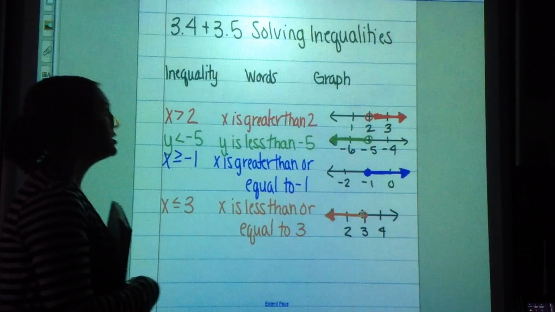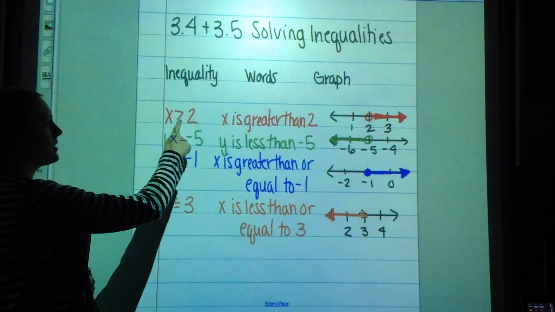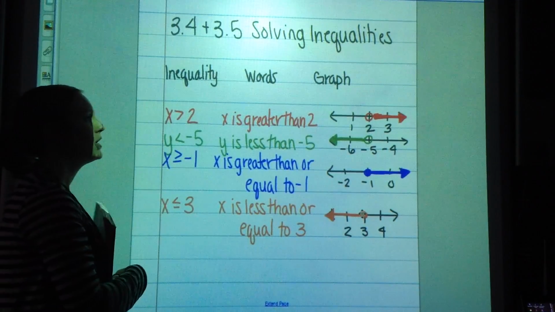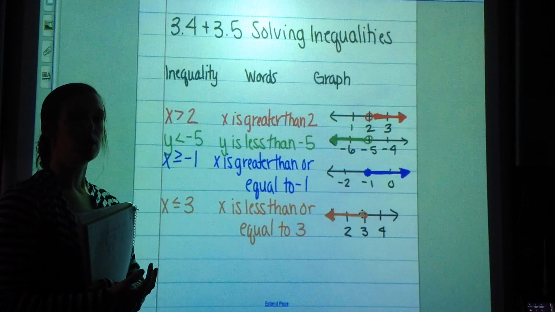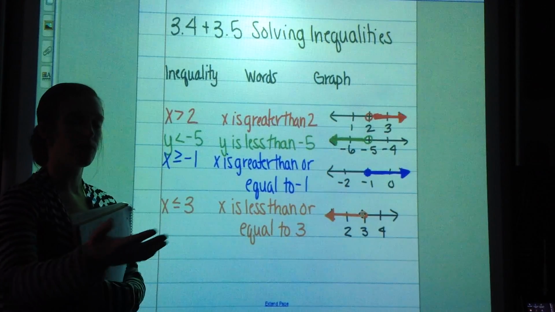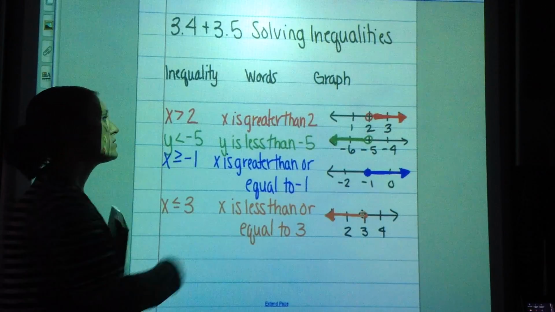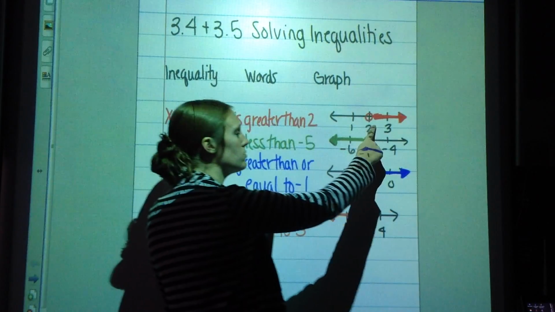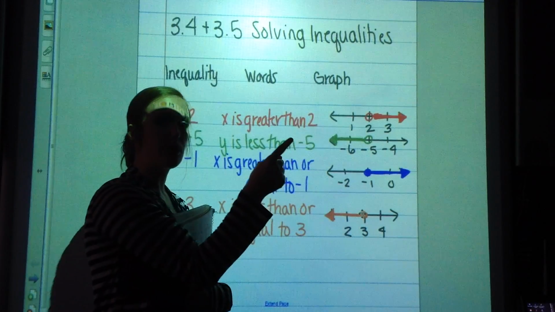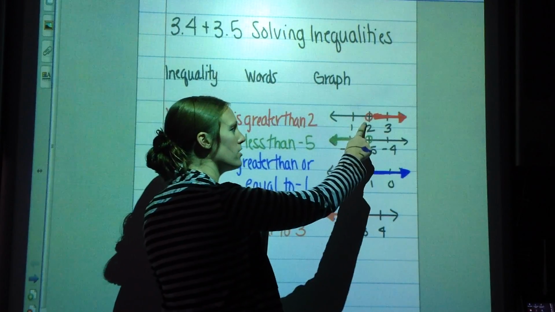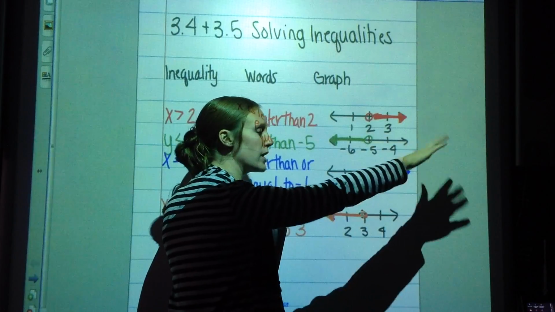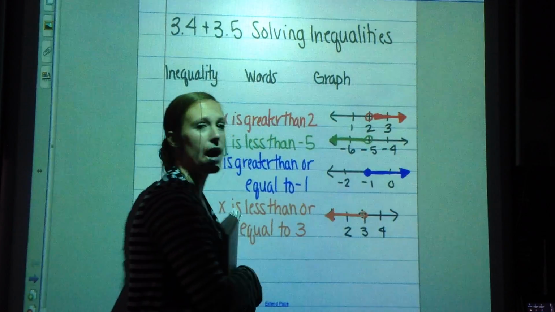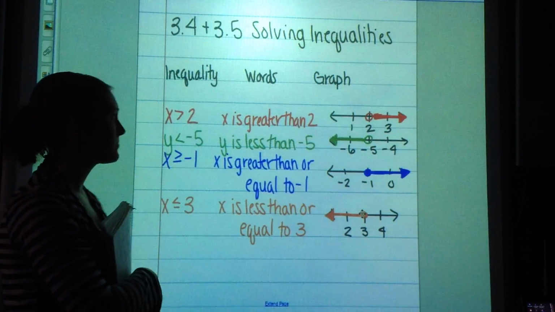So for example, here's a first inequality. X is greater than 2. Anything bigger than 2 is going to be your answer. 3, 4, 5, forever and ever it's going to go on. So this is how you would say this inequality. X is greater than 2. And this is what it looks like when it's graphed. You use a number line. When you have a greater than, it's going to be shaded to the right because you want anything bigger. And 2 is not included, so it's an open dot.